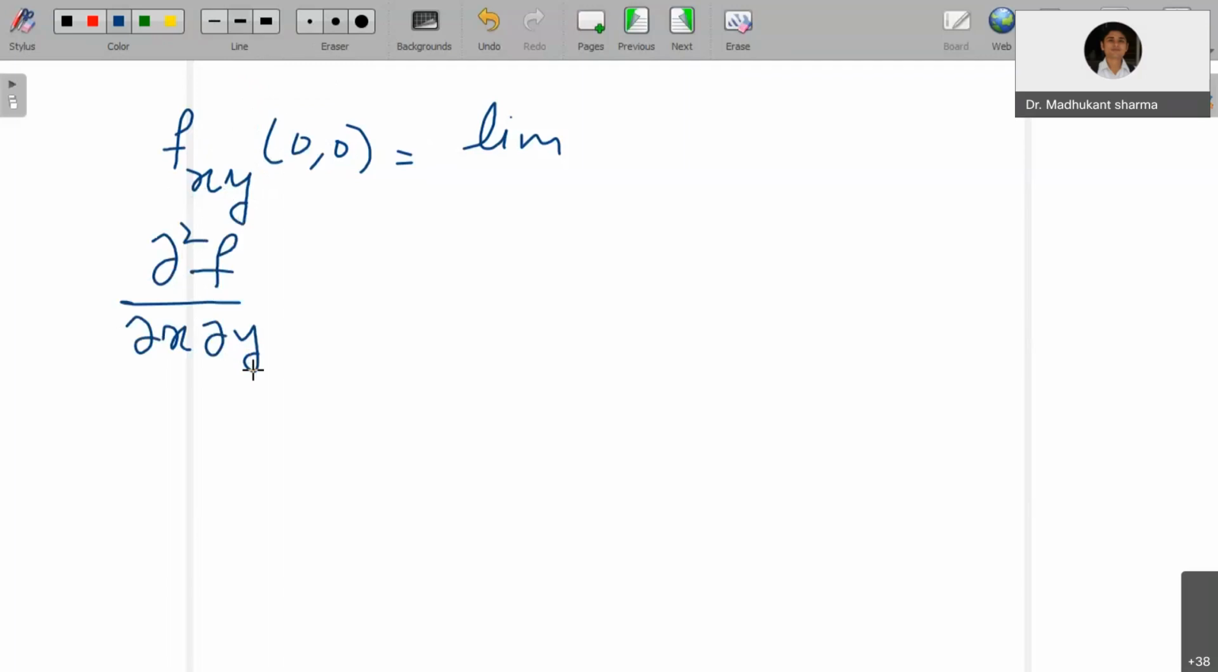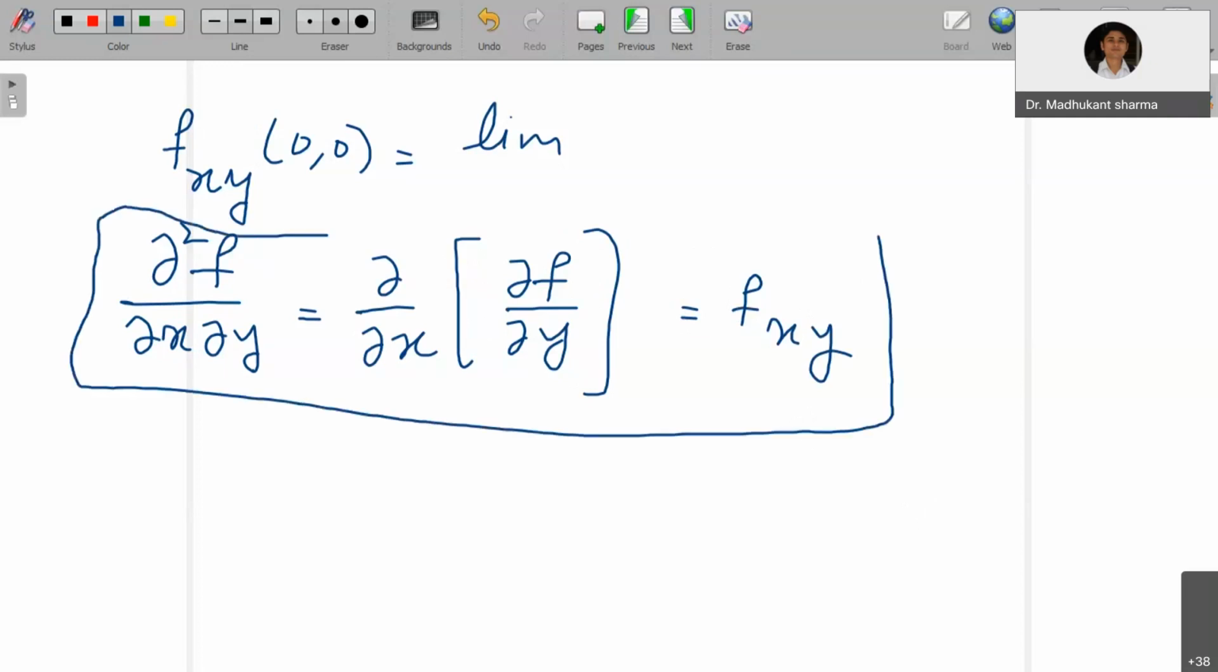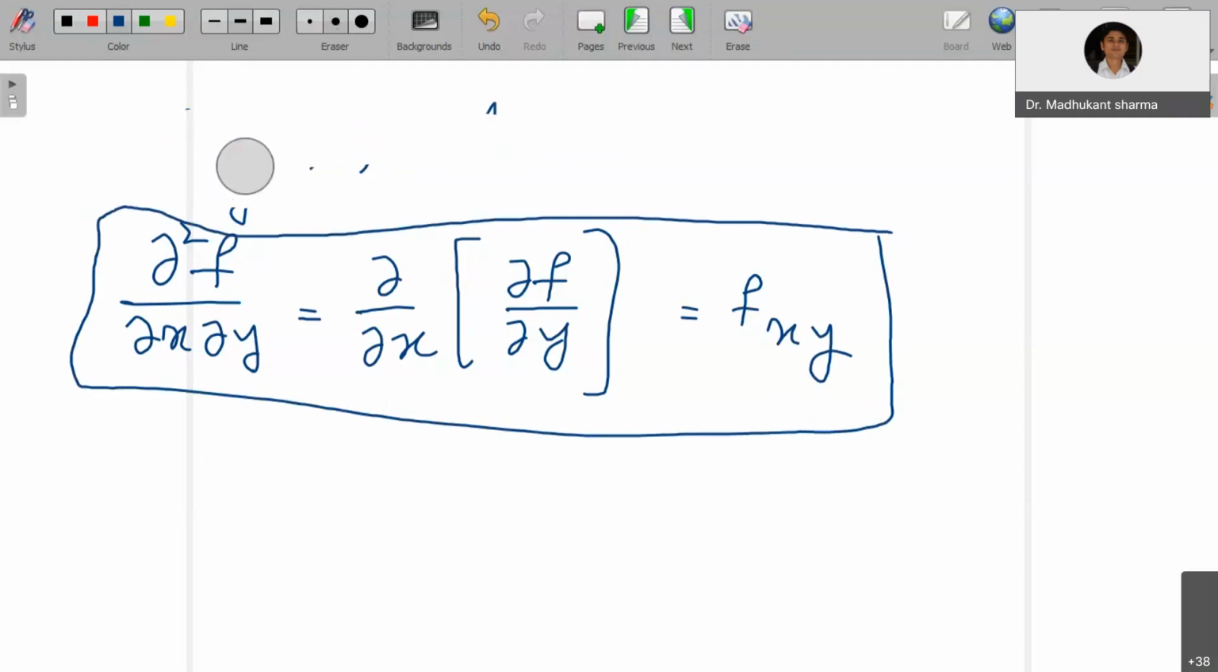So first you differentiate partially with respect to y, and then with respect to x. If you write dou by dou x, dou f by dou y, from left to right you have to go, which we are representing as f_xy. So keep that in mind, the order is from left to right: first with respect to y, then with respect to x.